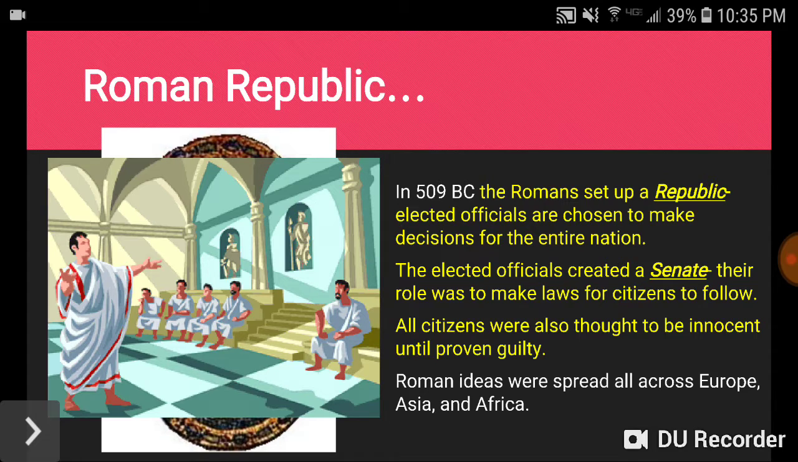And again, the ancient Romans are going to help spread across the Silk Road. It's going to spread to different parts of Asia and different parts of Africa and also different parts of Europe. This idea of a republic and senators being chosen and elected to make laws for citizens to follow.